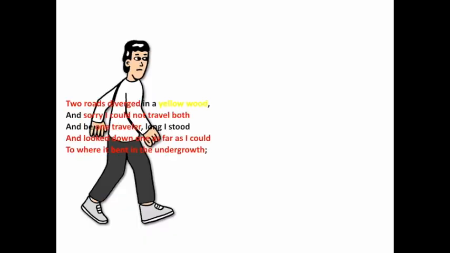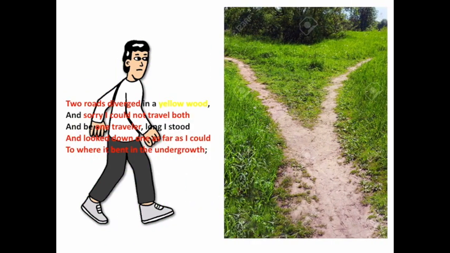Two roads diverged in a yellow wood, and sorry I could not travel both and be one traveller, long I stood, and looked down one as far as I could to where it bent in the undergrowth. My dear students, as you can see, this is the first stanza of the poem The Road Not Taken. You can see here two roads diverged in a yellow wood.